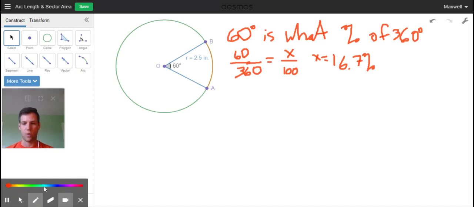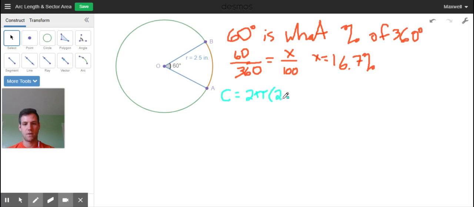To go along with that, we need to find the whole circumference of this circle. We know the whole circle is 360 degrees. Now we need to find the circumference if our radius is 2.5. We know the circumference formula is 2 pi r. So now I'm going to do 2 pi times our radius of 2.5, and that is going to be equal to about 15.7 inches for our circumference.